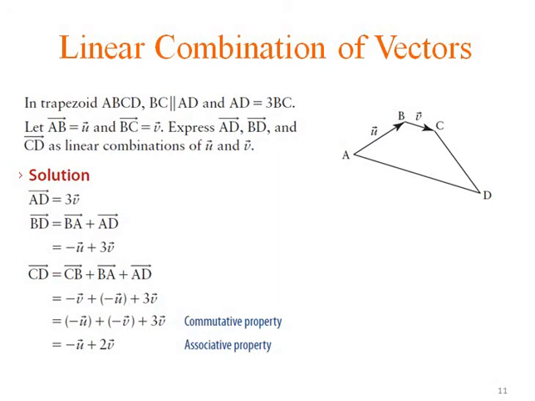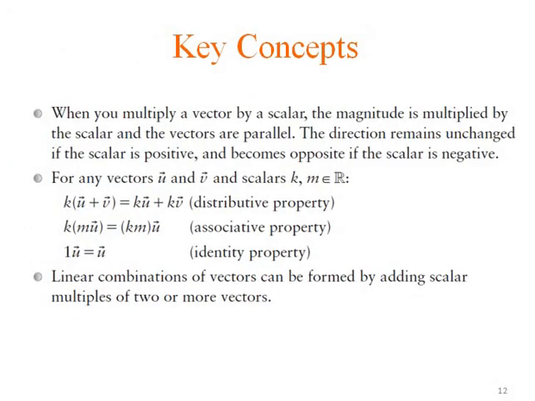So let's see the key concepts and wrap up these slides. When you multiply a vector by a scalar, the magnitude is multiplied by the scalar and the vectors are parallel. The direction remains unchanged if the scalar is positive, but it becomes opposite if the scalar is negative.